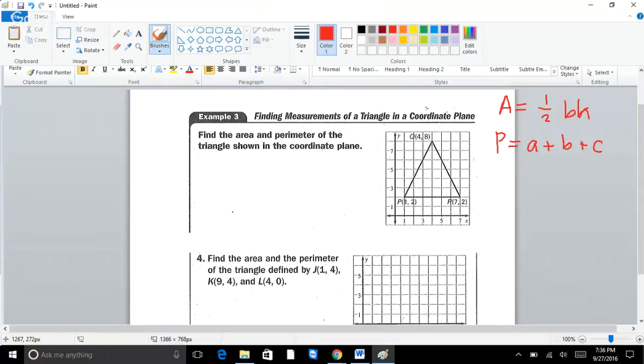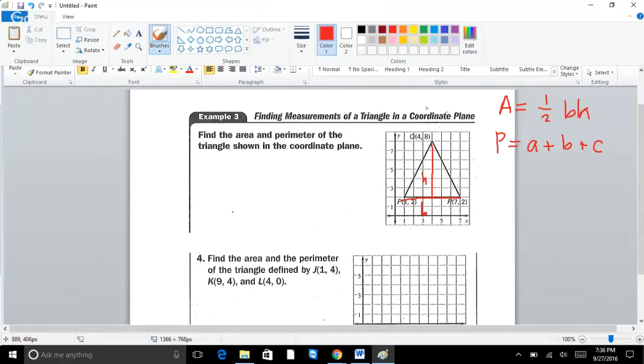So we have some things to figure out. Actually, in this case, finding the area of the triangle is going to be easier than finding the perimeter of the triangle. So the first thing we need to do to find the area of the triangle is find the height and the base, the measurements for those. So that's the height and that's the base.